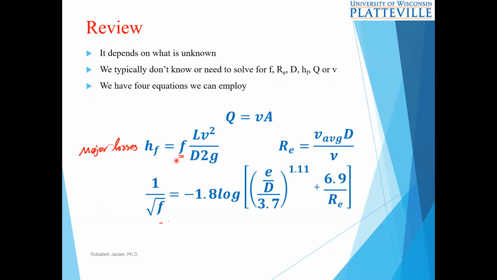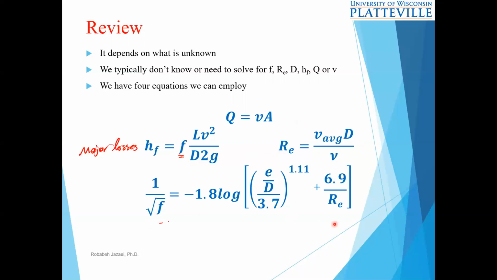Both of them give you almost the same answer, maybe within 2% different. First of all, we need to find the Reynolds number. Why do we need the Reynolds number? Because based on the Reynolds number range, we can say whether it's laminar, transitional, or turbulent flow. Most engineering applications are turbulent flow.